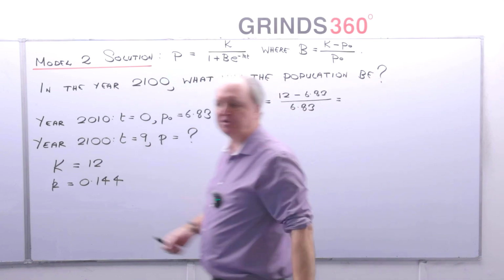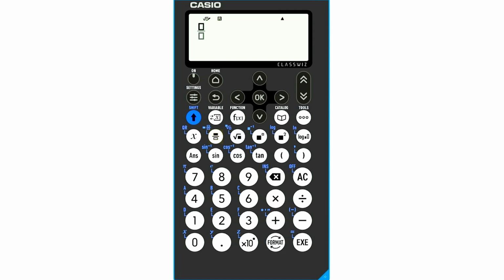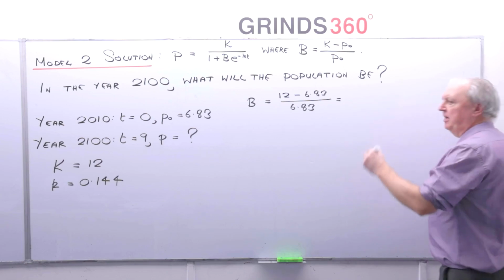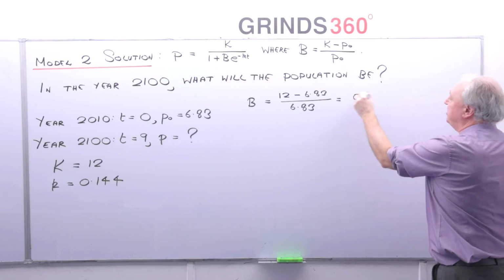So let me go to my calculator. So fraction, I've got 12 minus 6.83 divided by 6.83. Execute. Turn that into a decimal format. Decimal. And I get, say, 0.757. So let me use that value. So my value of b is 0.757 to 3 decimal places.